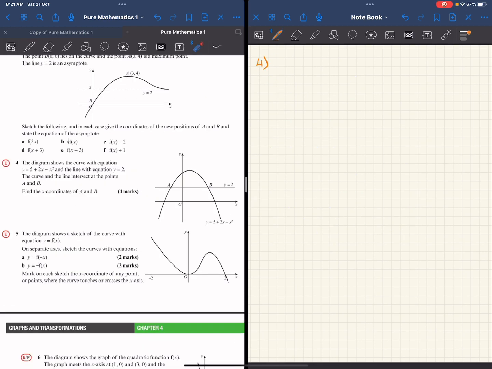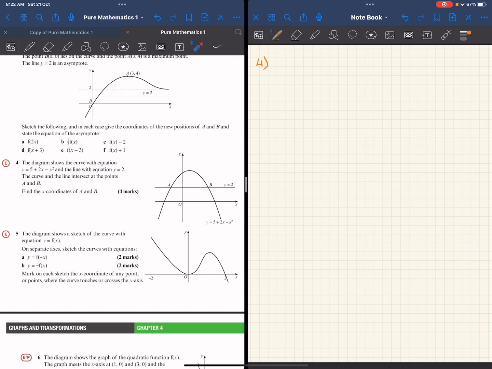Question number 4. The diagram shows the curve with equation y is equal to 5 plus 2x minus x squared. Since it's minus, the curve is inverted. And the line with the equation y is equal to 2. So the curve is being intersected by the line y is equal to 2. The curve and the line intersect at the points A and B.